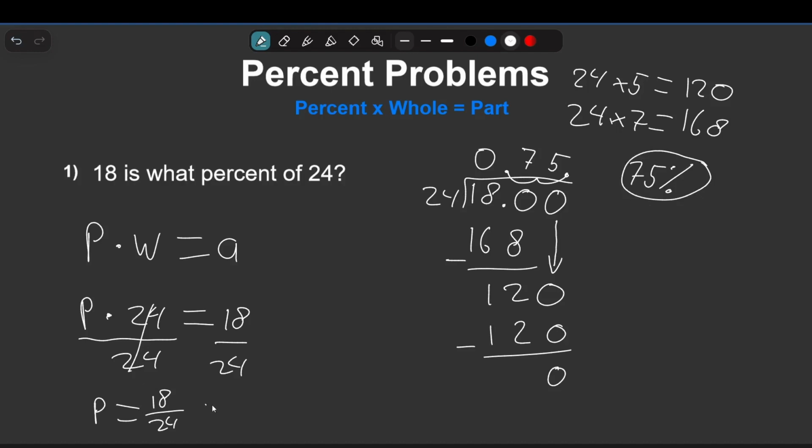So right here, we can plug in 75%. So 18 is 75% of 24 basically. So this was the first example. I'm going to do one more example with you guys to get this down fully.